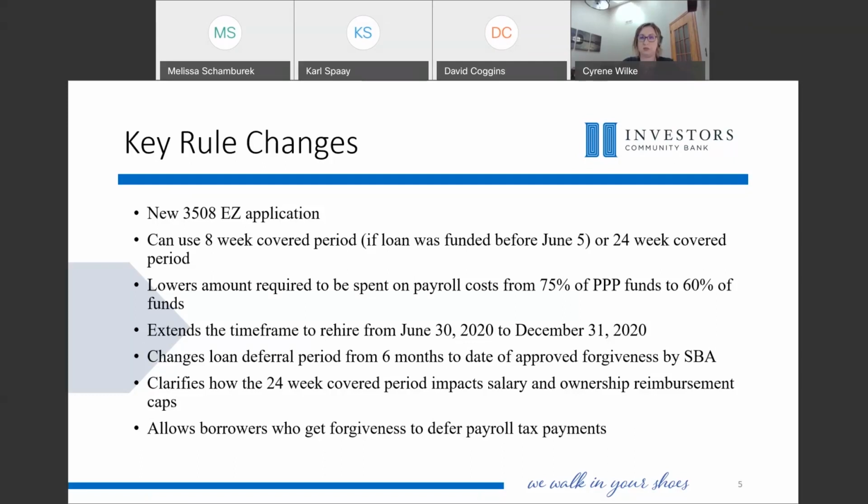There's another change or clarification in how the 24-week covered period now impacts salaries and ownership reimbursement caps. And there are caps that apply to each scenario. It also allows borrowers who receive forgiveness to defer their payroll tax payments as a separate kind of non-loan related issue, but it gives you some flexibility there.